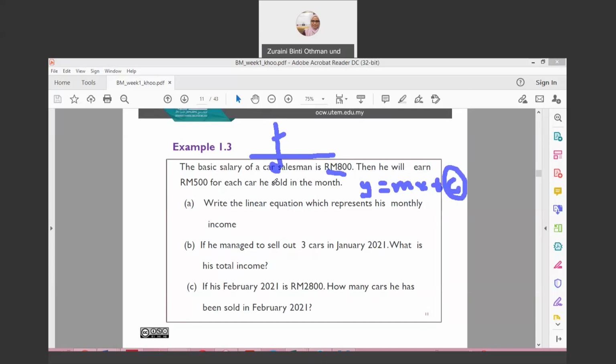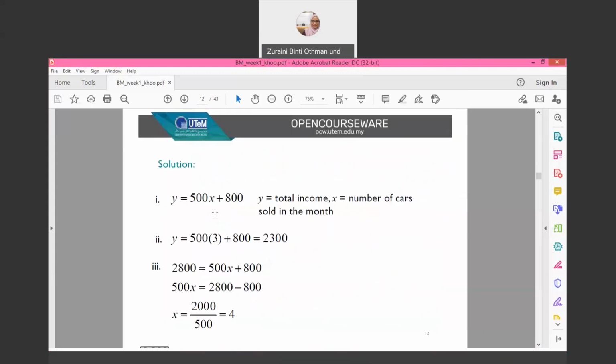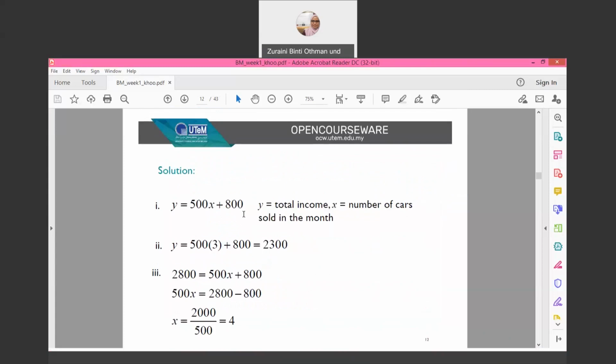Then he will earn 500 for each car he sold. Maksudnya for each car he sold, 500 is the gradient, kecerunan, which is slope just now. Okay, then write the linear equation which represent his monthly income. So his monthly income is equal to this that I write just now.